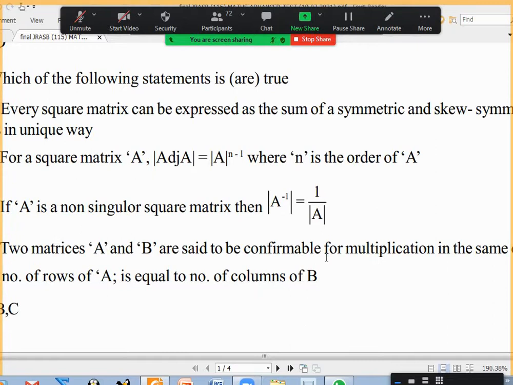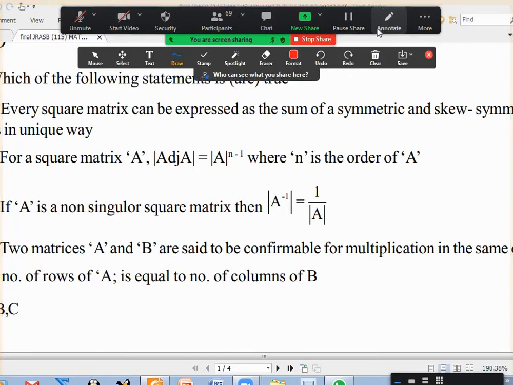Okay, fourth question. Anybody any doubt? The option B. How is option B? Yes, sir. That's a standard formula. The det of adjoint A equals det A power n minus 1, right? If you want to know how it is derived, I can give you.